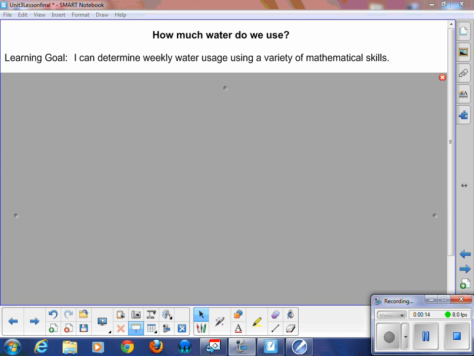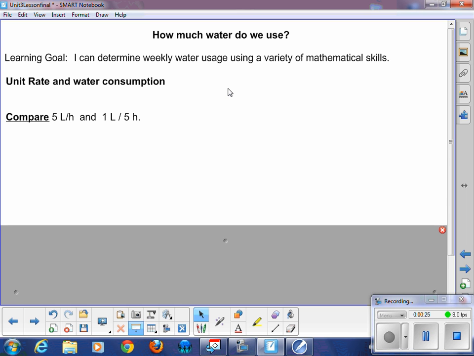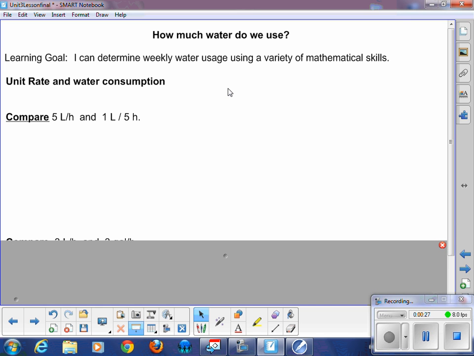At the start of this unit you had to do an energy audit at home, and one of your requirements was to determine how much water you're using in your house on a daily basis. So now we're going to talk about unit rate and water consumption.